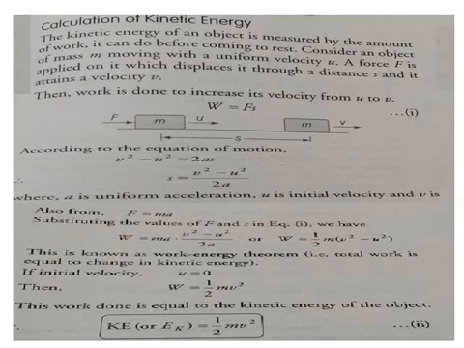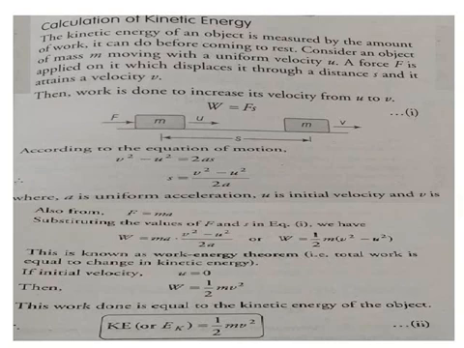Now it goes to a new position and the velocity changes as it moves. Therefore, v is the final velocity. The work done here is nothing but force into displacement, which is the formula which we have already seen. Work done has a formula force multiplied by displacement.